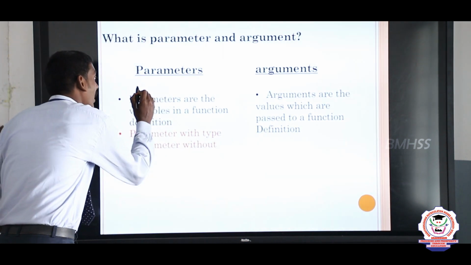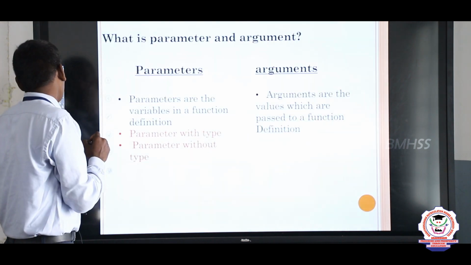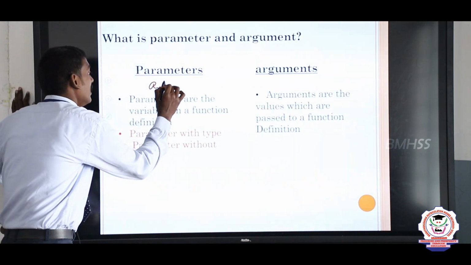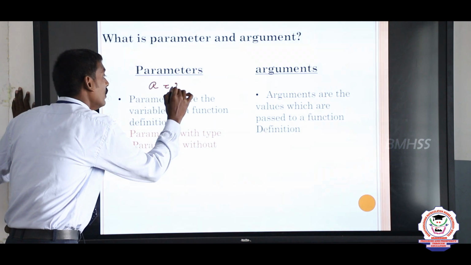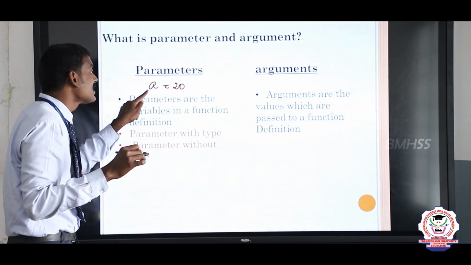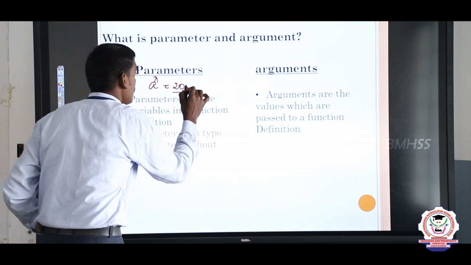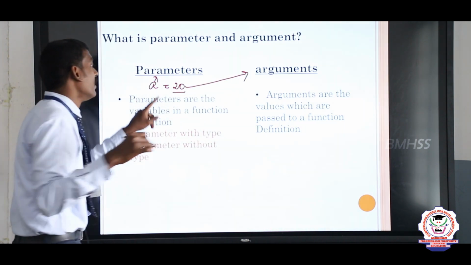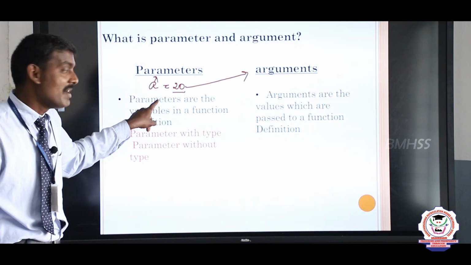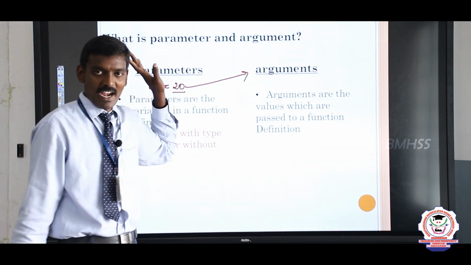Let us take an example: A is equal to 20. This A is a parameter. A is a parameter, and 20 is an argument. That means variables are parameters, values are arguments.